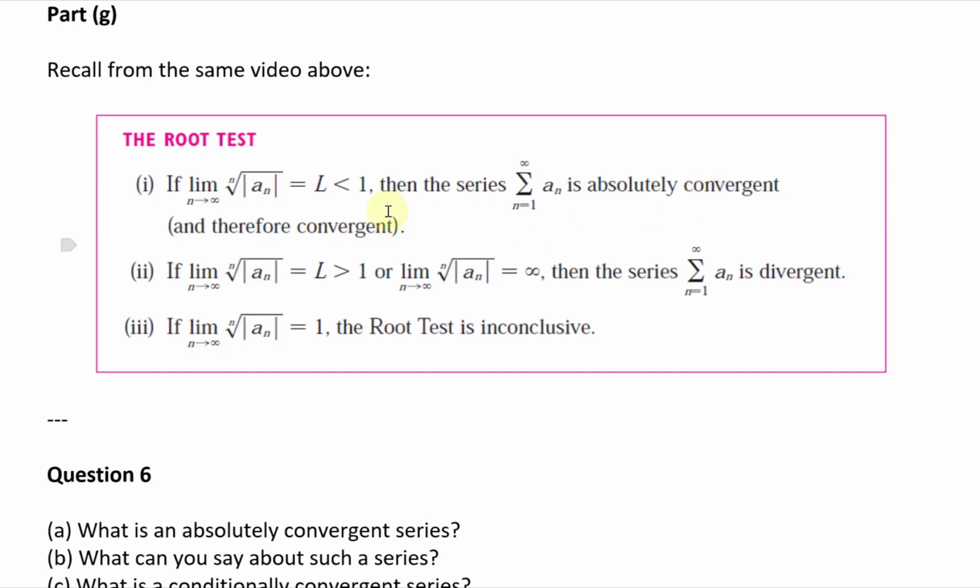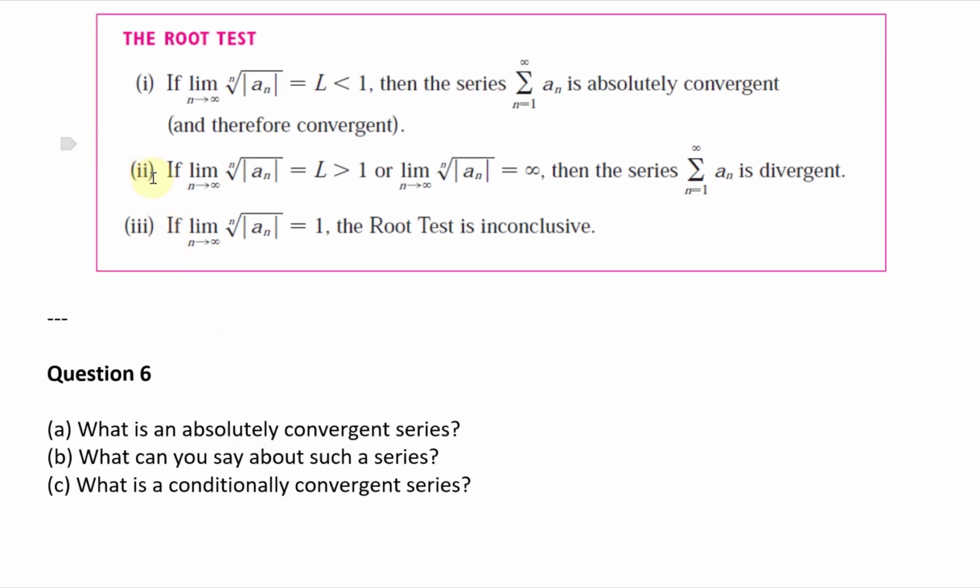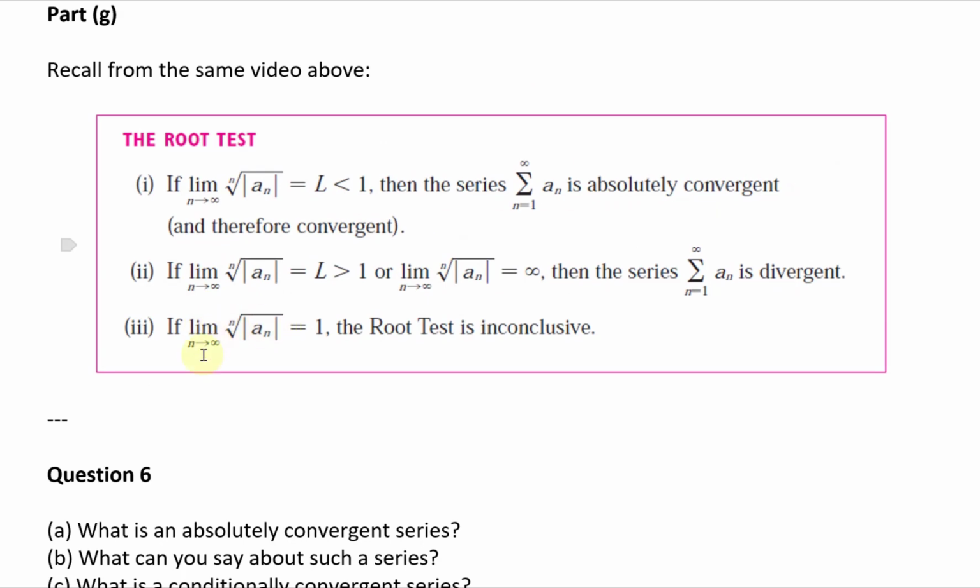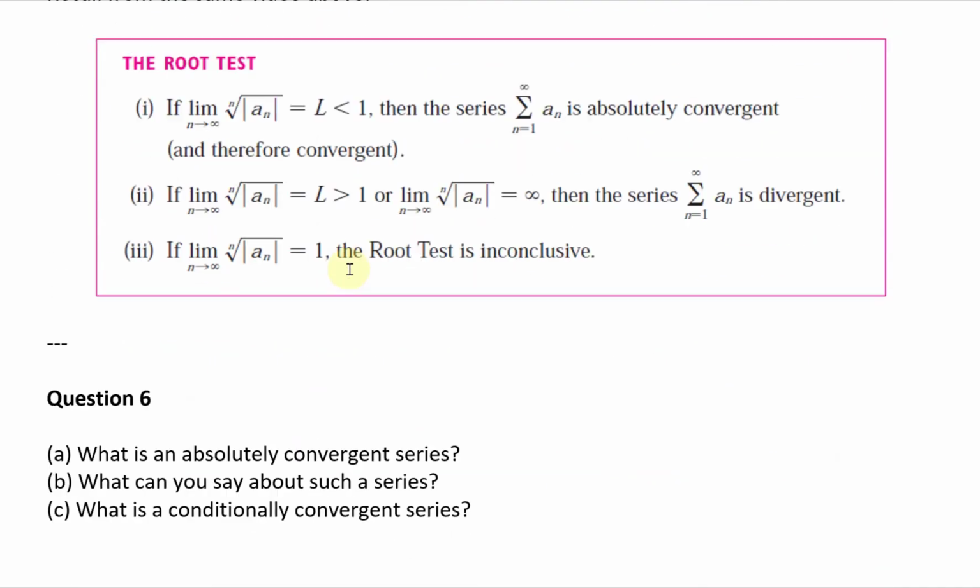So if using absolute values it converges, that means it's also converging without the absolute value. Part 2: if the limit as n approaches infinity of the nth root of the absolute value of a_n is equal to L greater than 1, or if the limit goes to infinity, so does not exist, then the series summation from n equals 1 to infinity of a_n is divergent. And then part 3, if this limit of the nth root of the absolute value of a_n is equal to 1, the root test is inconclusive, similar to the ratio test.